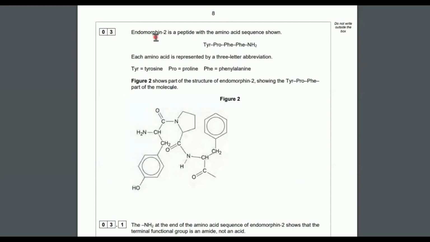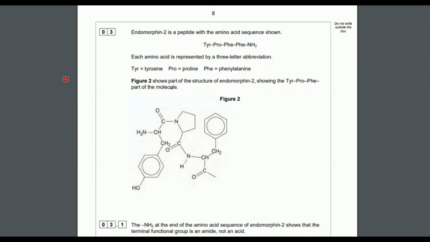Question 3. Endomorphin 2 is a peptide with the amino acid sequence shown. TYR, PRO, PHE, PHE, NH2. Each amino acid is represented by a 3-letter abbreviation. TYR is tyrosine, PRO is proline, PHE is phenylalanine. Figure 2 shows part of the structure of endomorphin 2, showing the TYR, PRO, PHE part of the molecule.